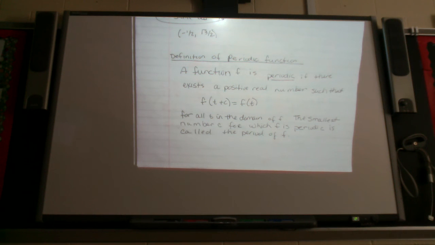So for sine and cosine, its period is what? Well, where does it repeat itself? At 2 pi. So at 2 pi, it starts over again. The periods for sine, cosine, cosecant, and secant are 2 pi. For tangent and cotangent, the period is actually pi. We will get into that more when we get into graphing these.